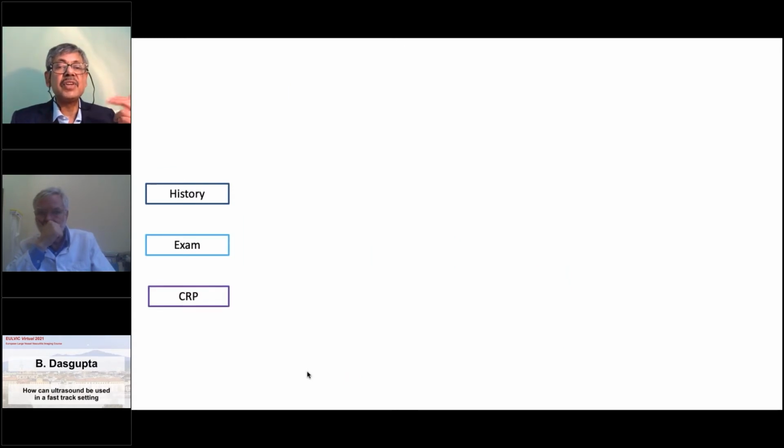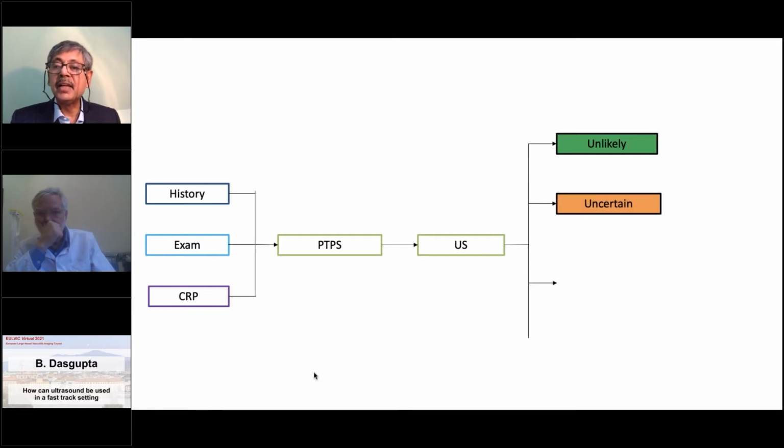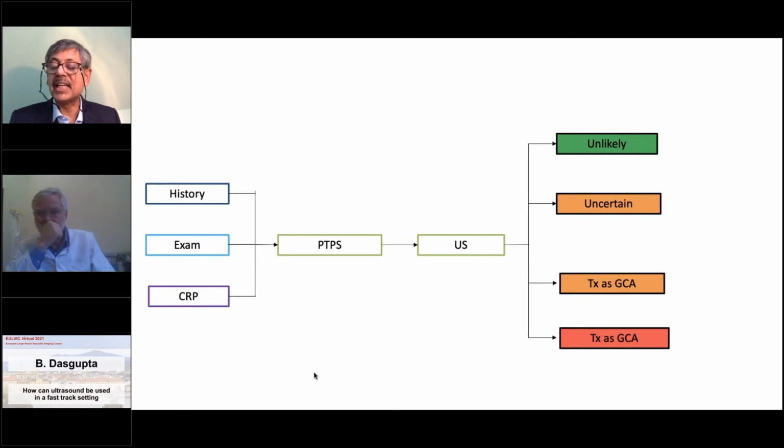So you take the history, the examination, and the CRP levels, and you build the probability score, and that categorizes into 3 different categories. You do the ultrasound, and from the ultrasound, you get the 4 diagnostic categories: GCA is unlikely, GCA is uncertain, GCA should be treated but do additional tests, and the 4th, a very clear-cut GCA, where you just treat as GCA.